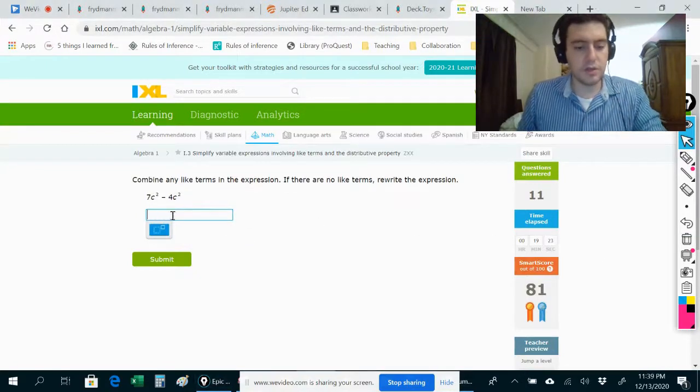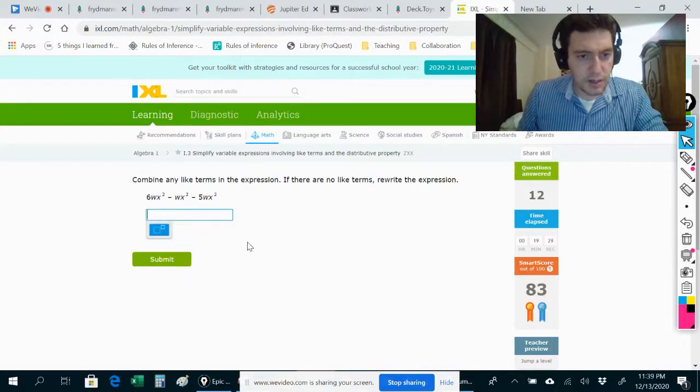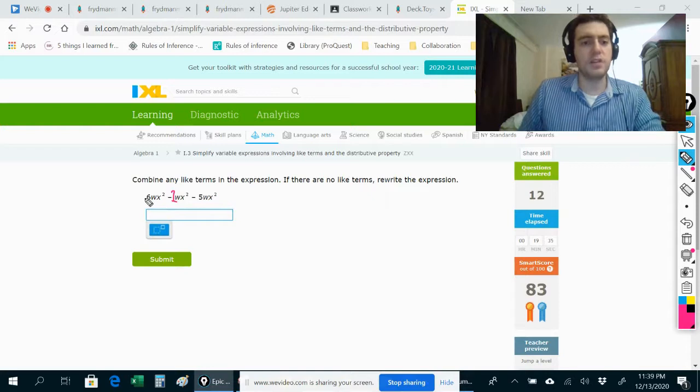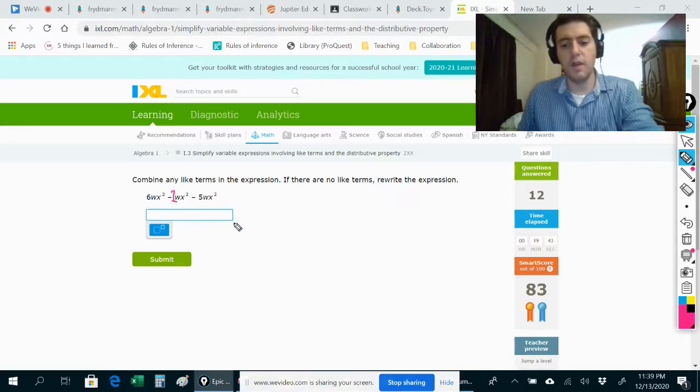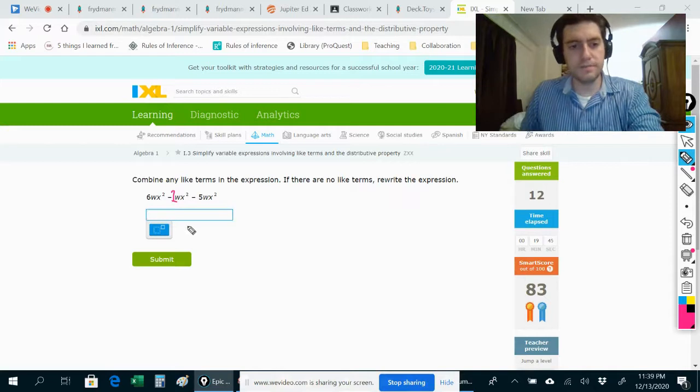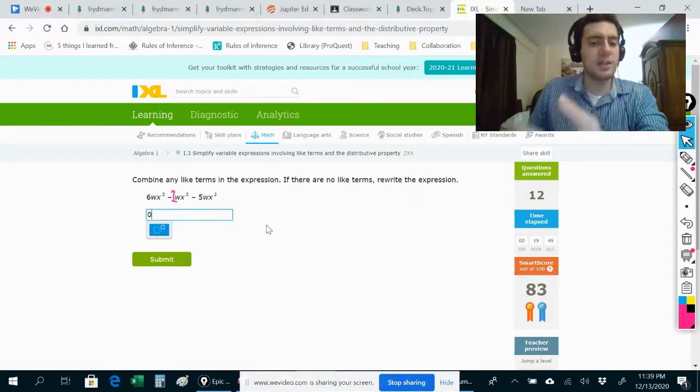This one, okay, so this is going to be 3c to the second power. Isn't going to be anything interesting here? Not really. This would just be squeeze a 1 in there. So all of these terms are like terms. They all have w, x to the second power. So 6 minus 1 is 5. 5 minus 5 is 0. So we could put 0. We could put 0wx to the second power.